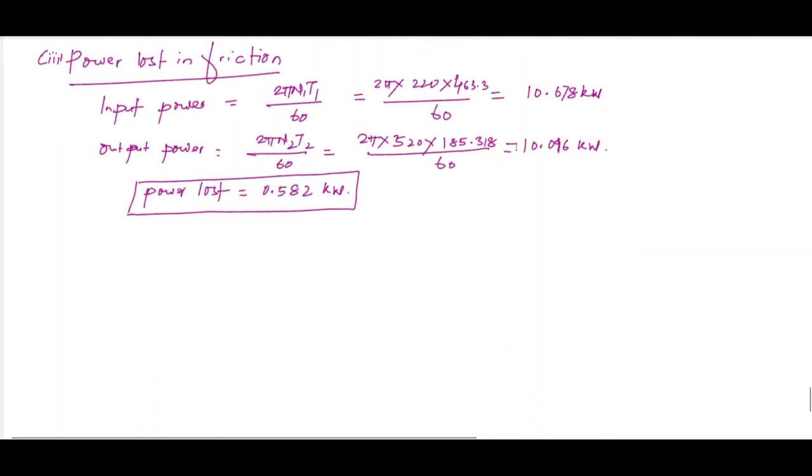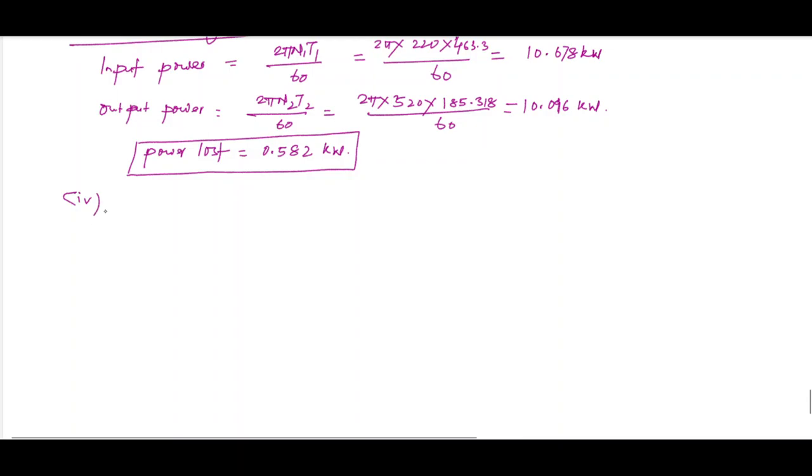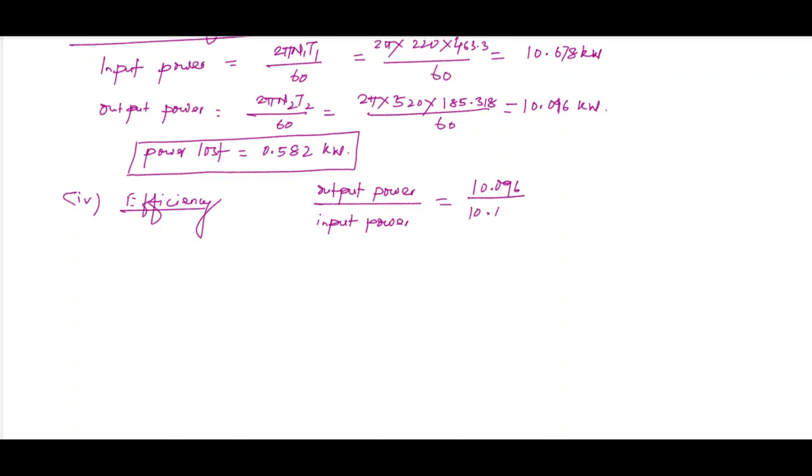Okay, then last part was the efficiency you have to find out. So this will be your output power divided by input power. So 10.096 divided by 10.678, that is your 94.5% efficiency. Okay, so likewise you have to solve all the problems related to belt drive. So next we'll start your gear train.